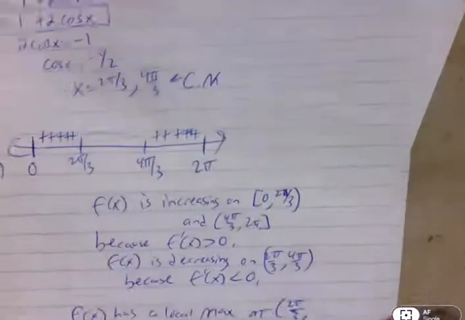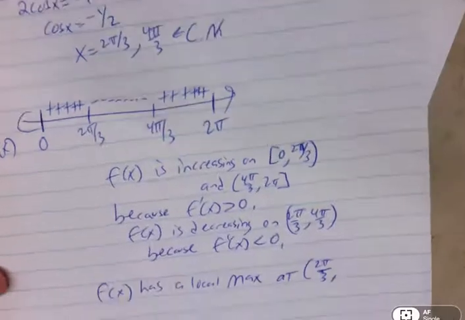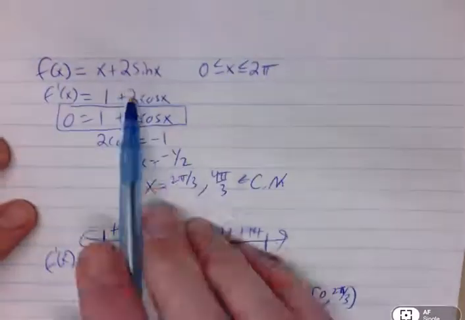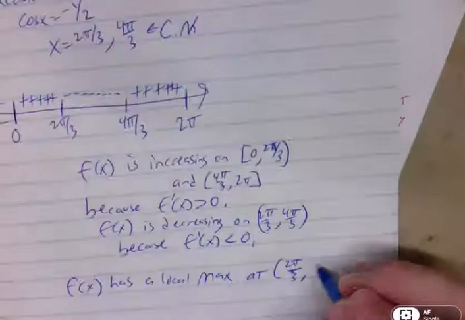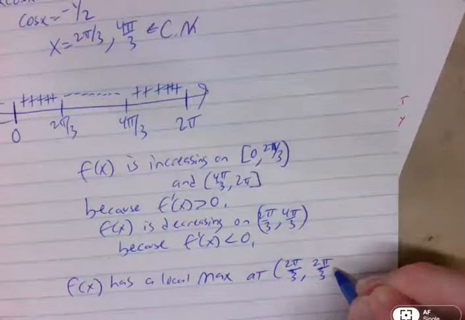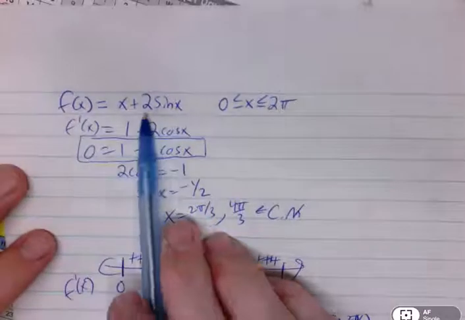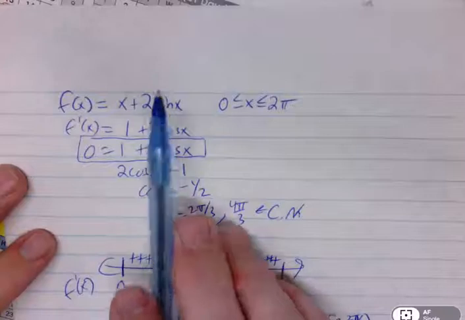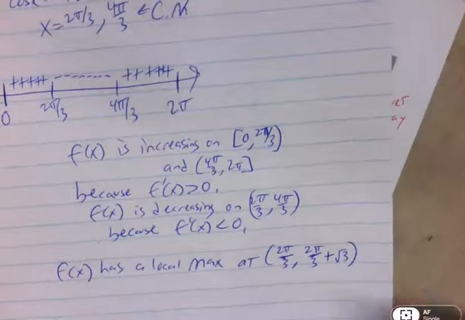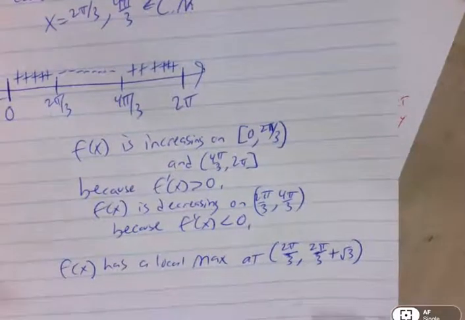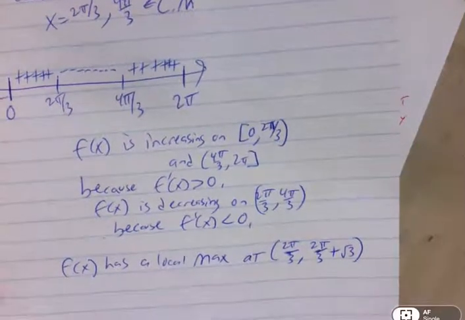And where is the actual max? Like, what is the max value? I've got to go back to my original and plug that in. Oh boy. So it's going to be 2 pi over 3 plus 2 times the sine of 2 pi over 3. So the sine of 2 pi over 3 is going to be positive radical 3 over 2 times 2. So that's plus the square root of 3, whatever that is. I'm not using my calculator for this one, so I don't need a decimal approximation, but that's how you'd figure it out.